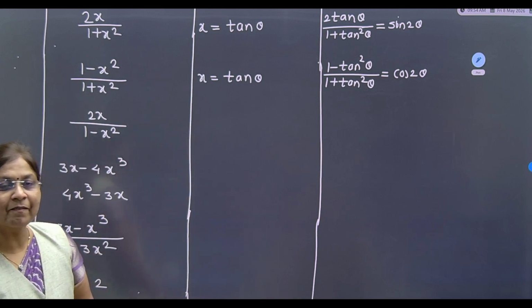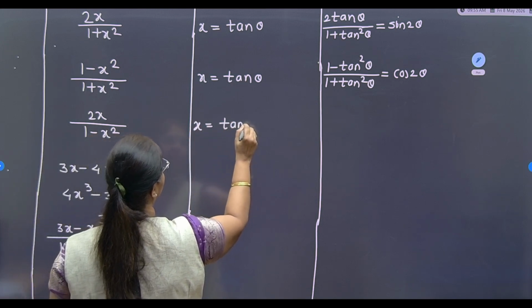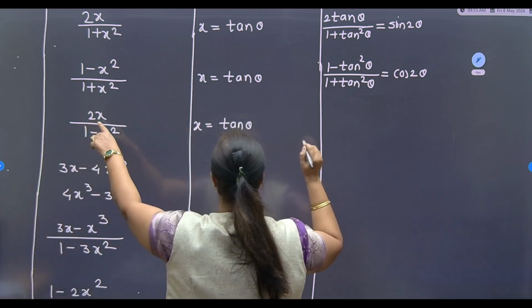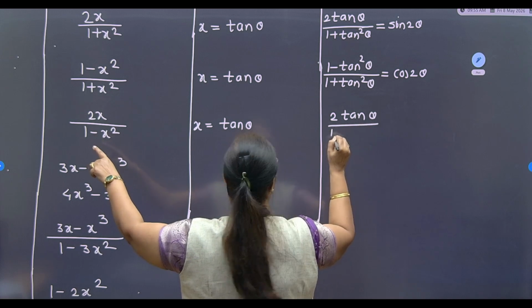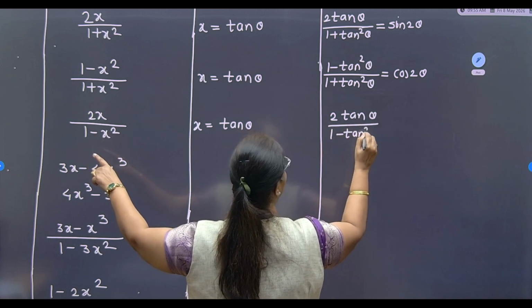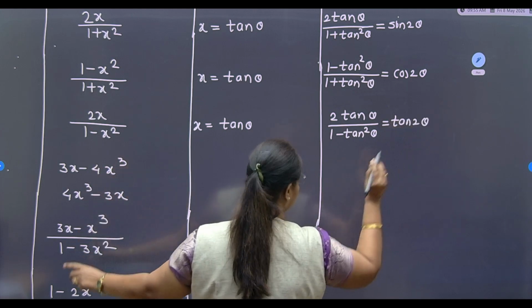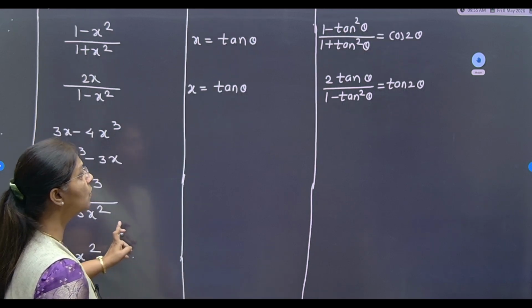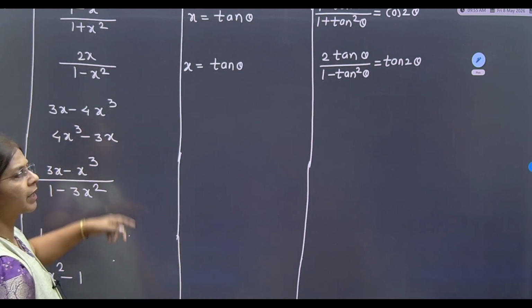Next, 2x upon 1 minus x square. Yes, 2x upon 1 minus x square. x is equal to tan theta. Therefore here after substitution we get 2 tan theta upon 1 minus tan square theta, and this is a formula of tan 2 theta. Tan 2 theta.